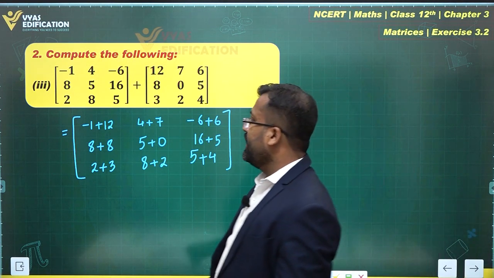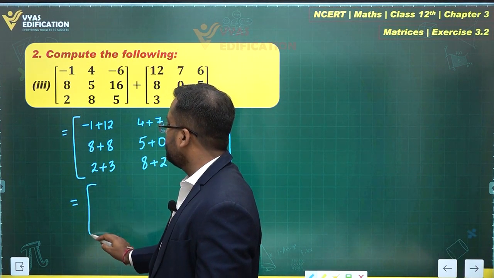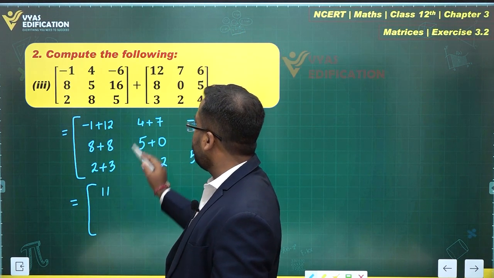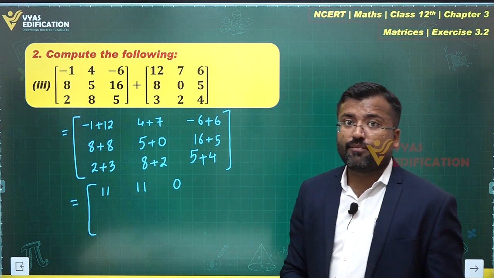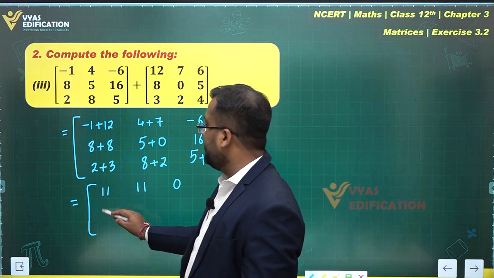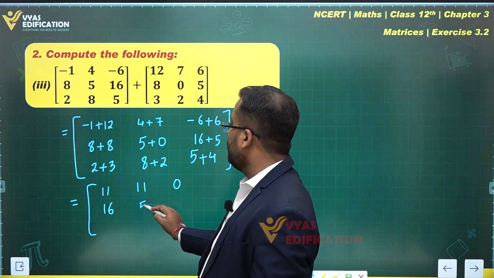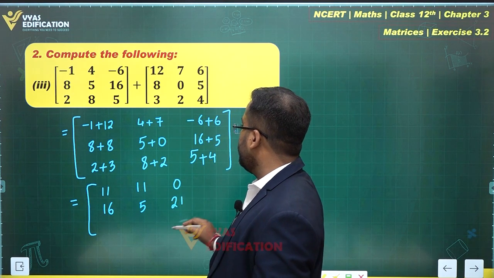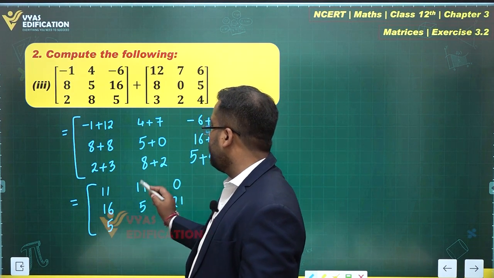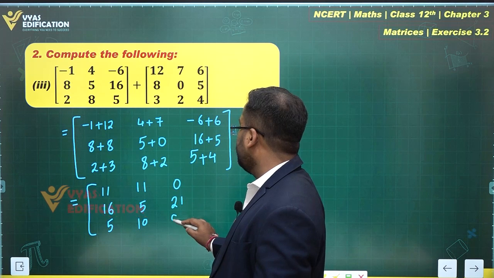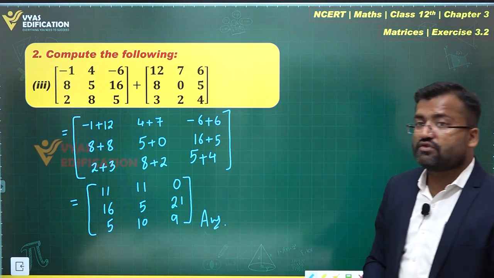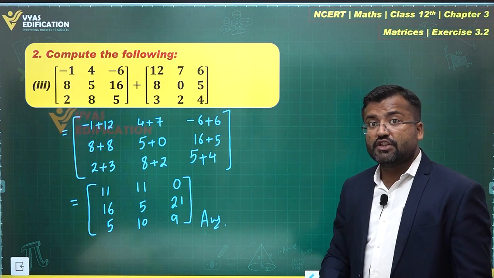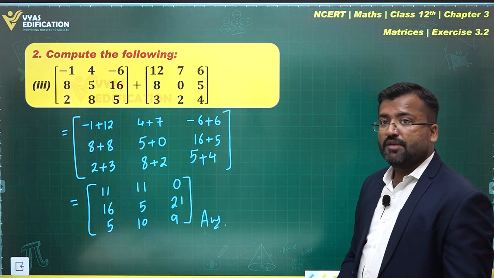Right? What else? Simplify this expression. This is 12 minus 1, which is 11. 4 plus 7 is 11. 6 minus 6 is 0. What next? 8 plus 8 is 16. 5 plus 0 is 5. 16 plus 5 is 21. 2 plus 3 is 5. 8 plus 2 is 10. And this is 9. And yes, that is my answer for this question over here, the sum of these two matrices of order 3 by 3.